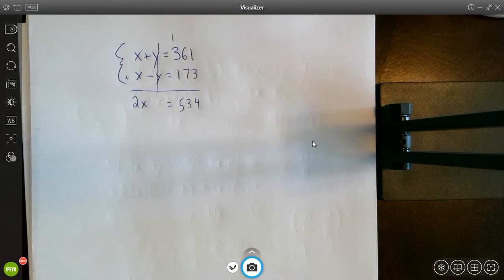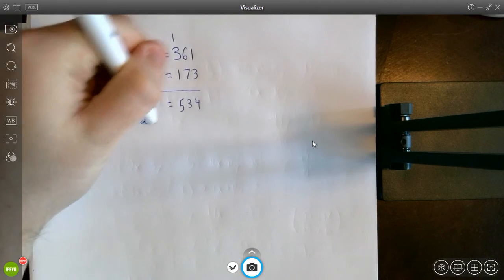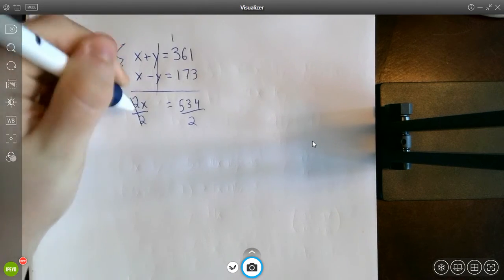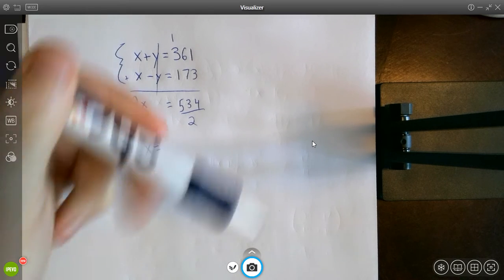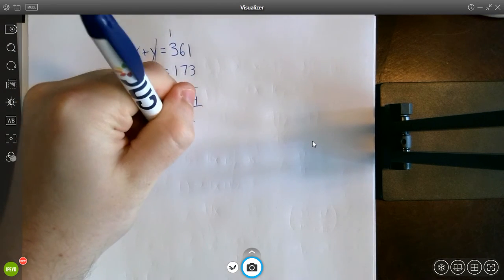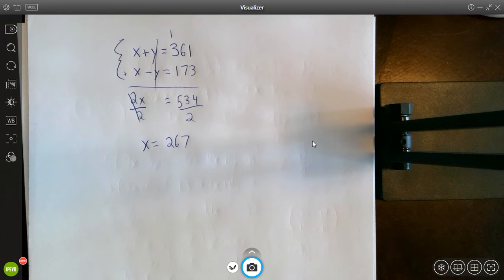And then from there, our last step is going to be to divide each side by 2. That'll tell us that x is equal to, let me take my calculator out just to save some time here, 534 divided by 2 is 267. So we're not done with the problem yet, but we did find what the first number is.